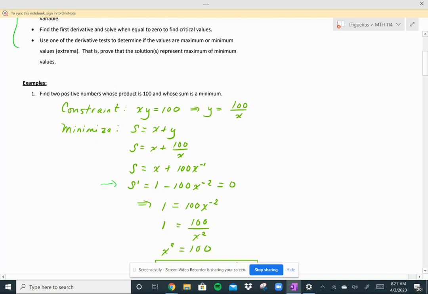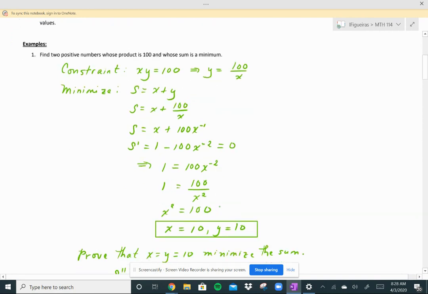And so I'm going to add the 100x to the negative 2 to the right, rewrite it as a fraction. So 1 is equal to 100 over x squared. That's now a proportion that you can cross multiply. So you get x squared equals 100. When you take the square root of both sides, you get x is equal to plus or minus 10. But you can ignore the negative 10 because the original problem said we're looking for a positive answer. All right, so that means that x is equal to 10. And when x is equal to 10, y is also equal to 10 because you plug it in right here.